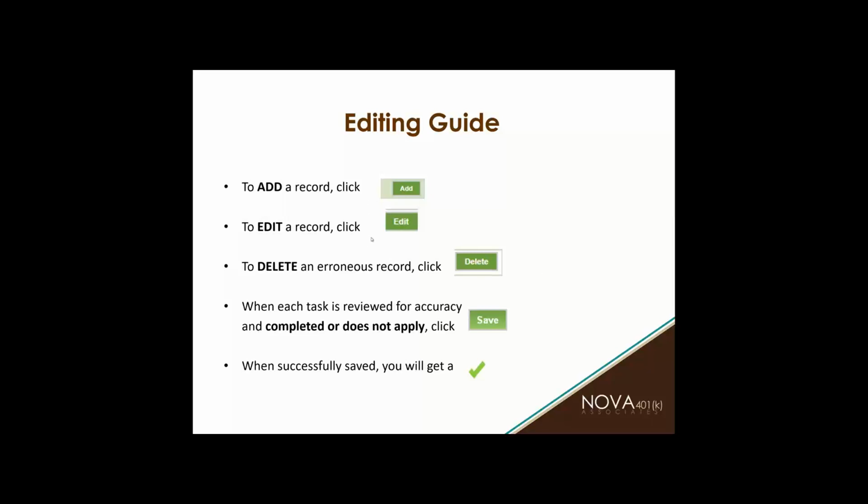This is the editing guide within the data collection steps, and they're pretty self-explanatory. And then when each task is reviewed for accuracy and you've completed your review and editing, then click Save, and you will get a green check mark to say that that task is complete.